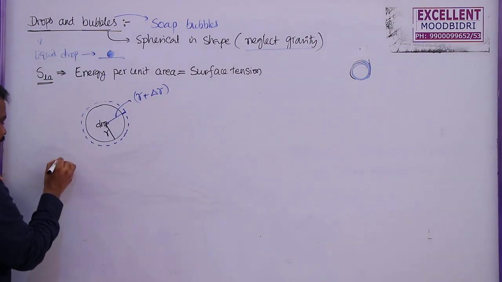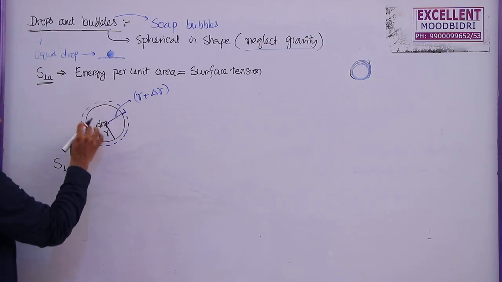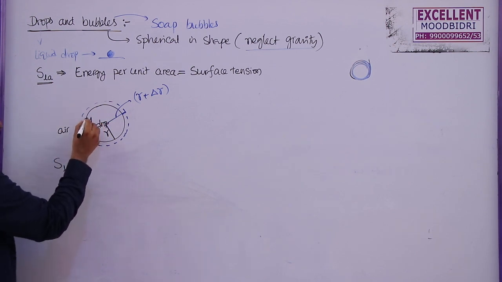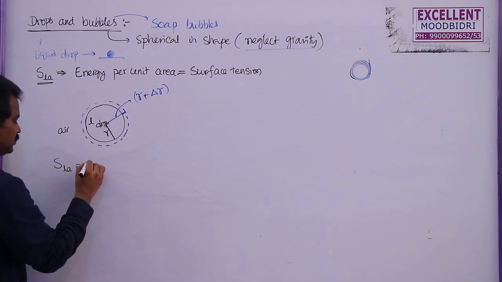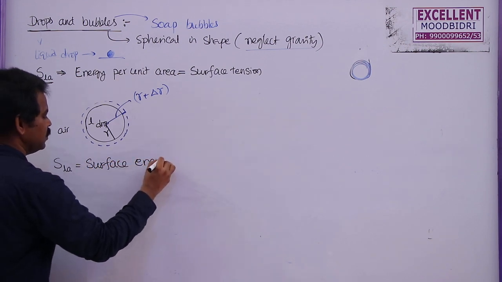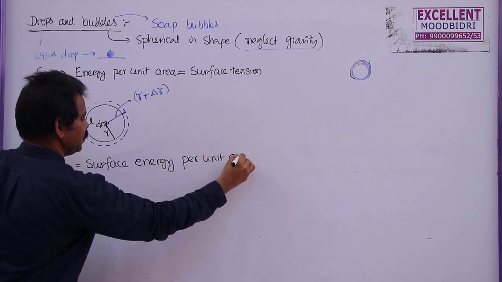We know that S_LA is the surface tension between the liquid and air surface. This is the liquid drop and this is air. The surface tension between liquid and air is actually surface energy per unit area. Surface tension is nothing but surface energy per unit area.